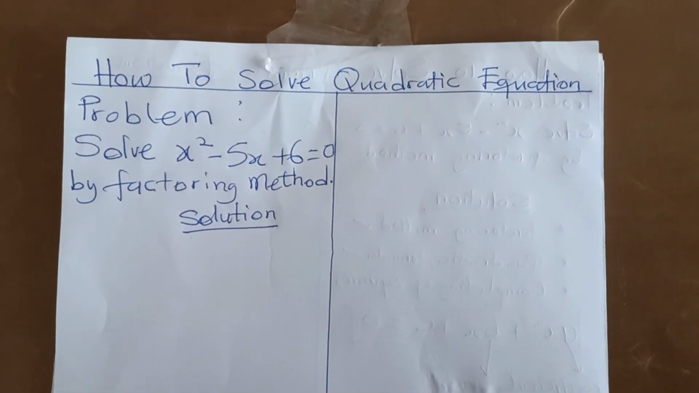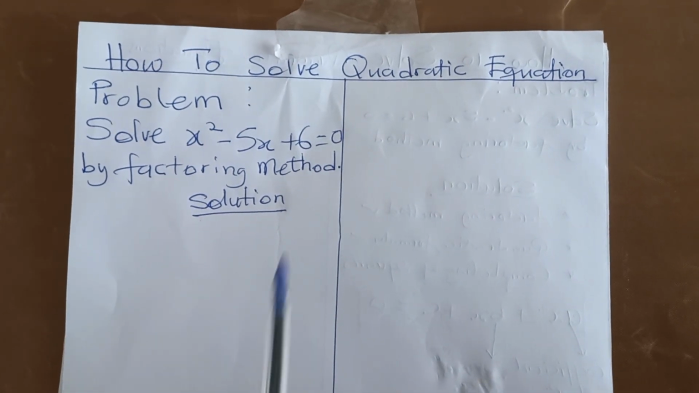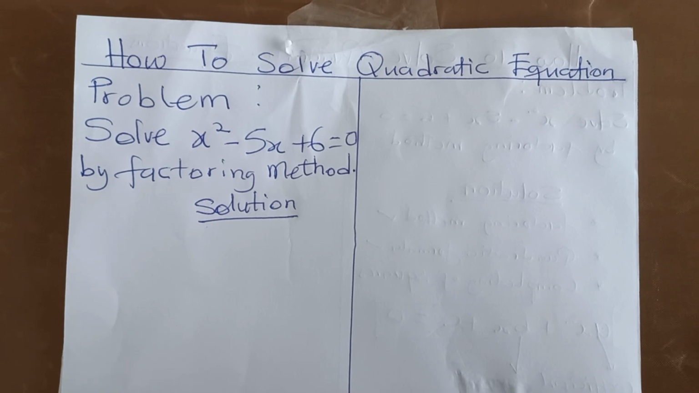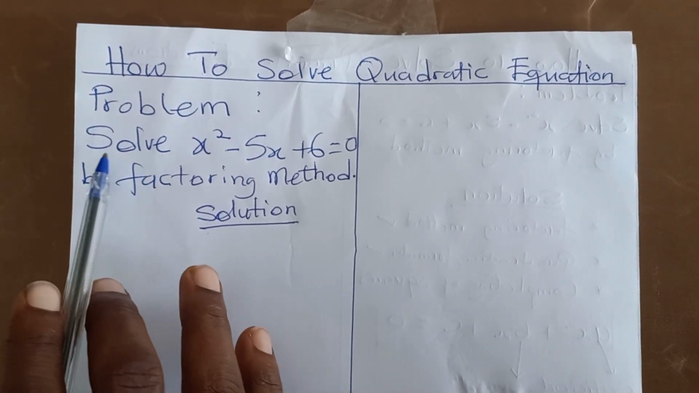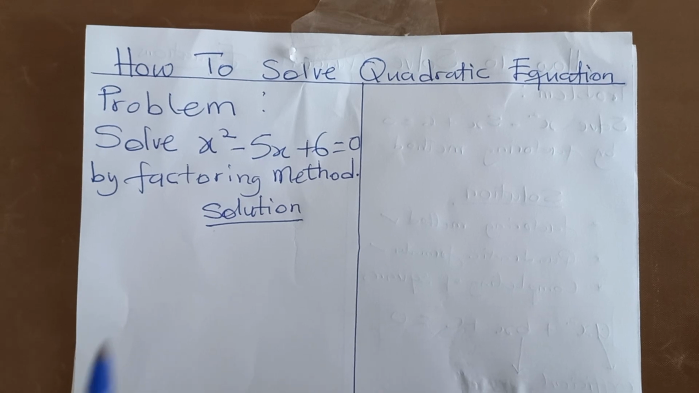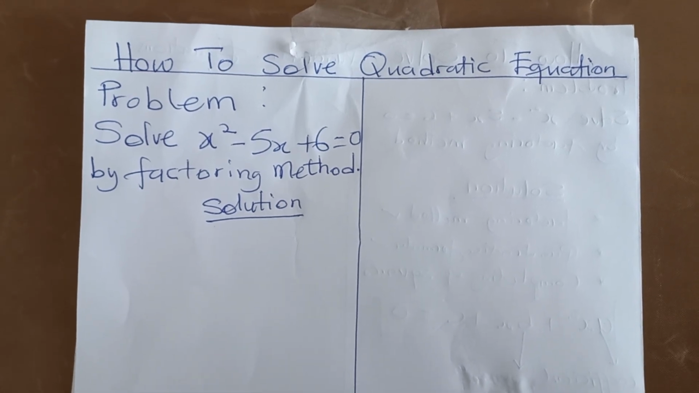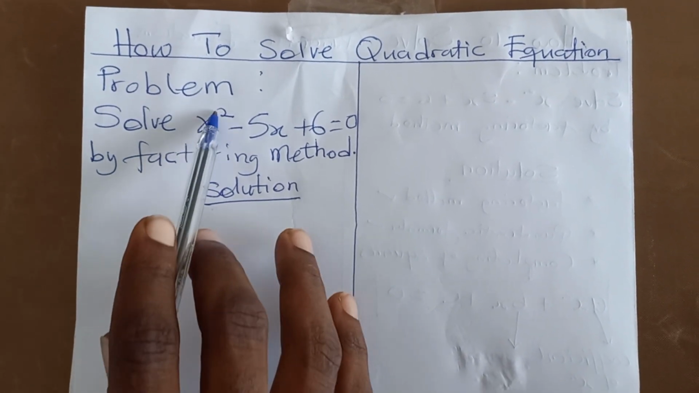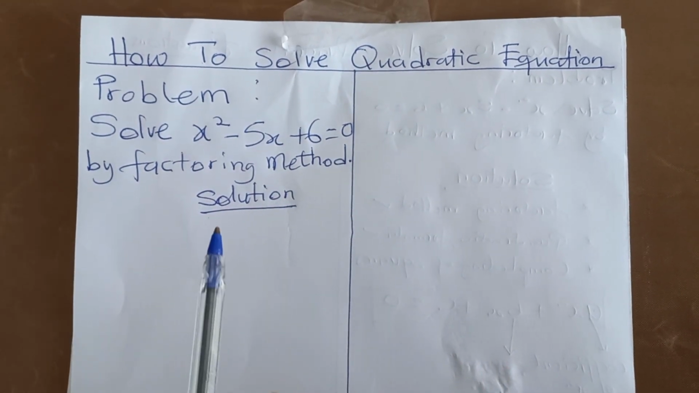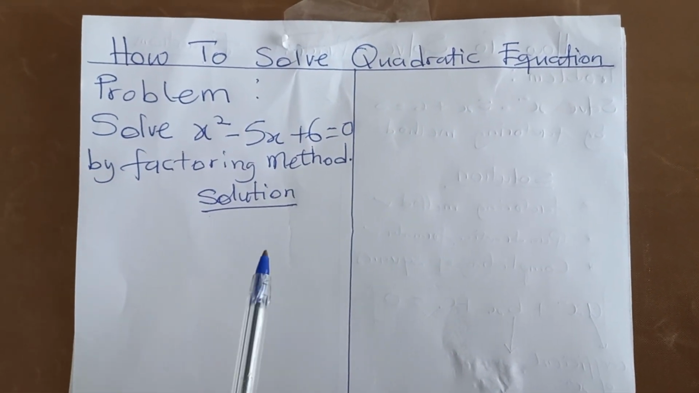Today we are going to learn how to solve quadratic equations. I'm going to use this problem to teach you how to solve a quadratic equation. The question is x squared minus 5x plus 6 is equal to 0. We have to use the factoring method.